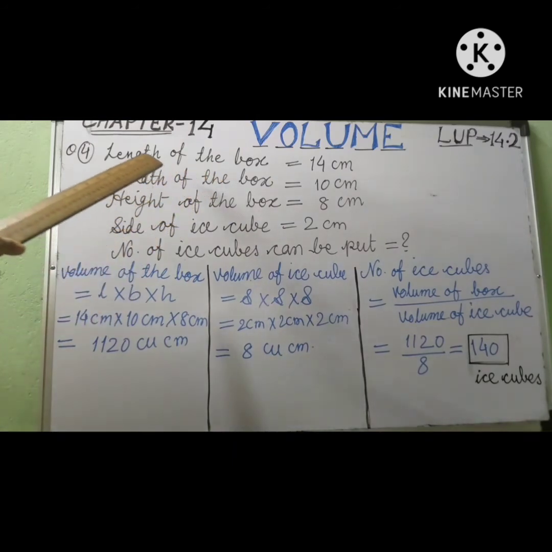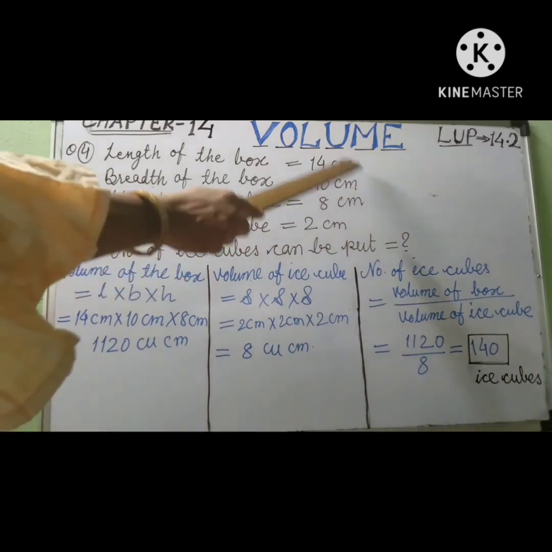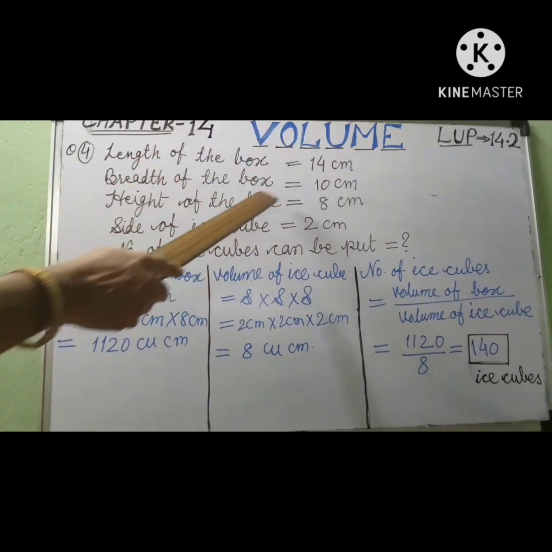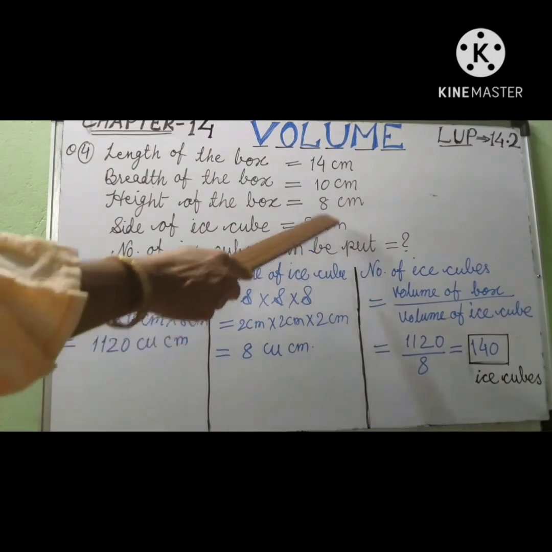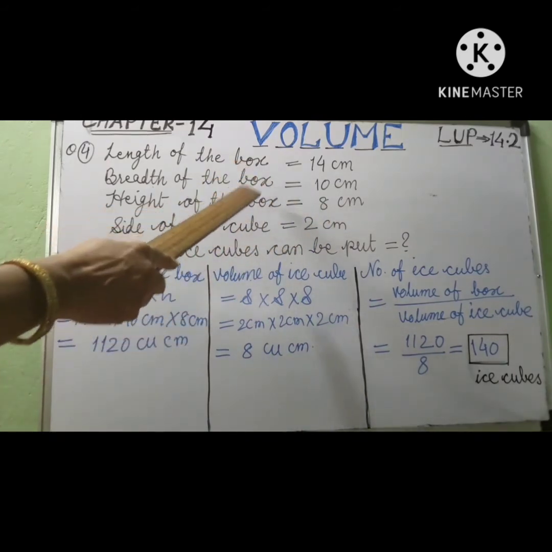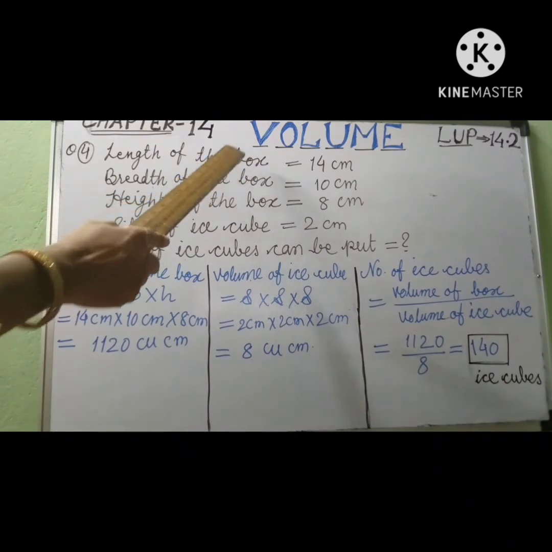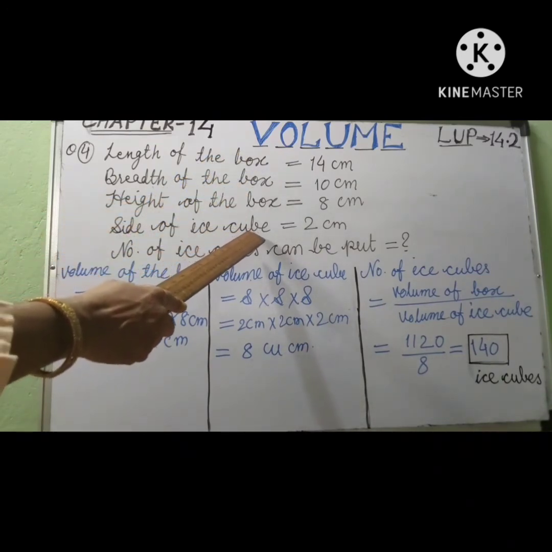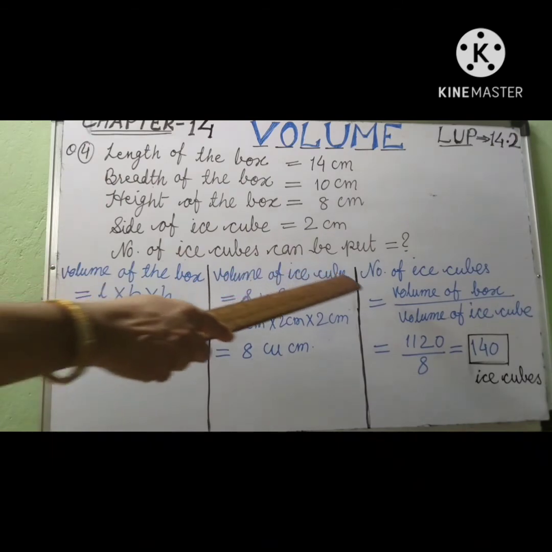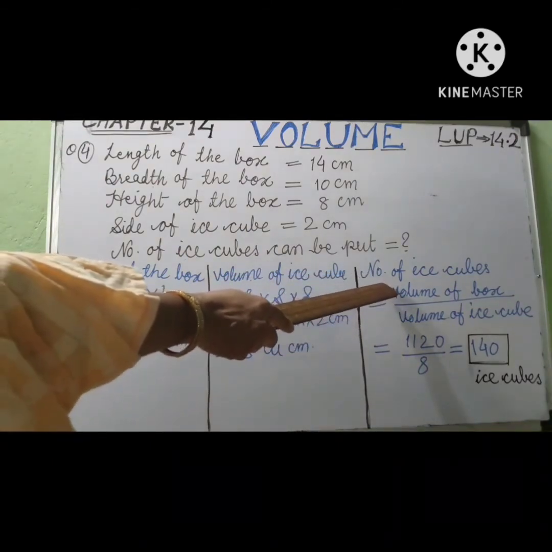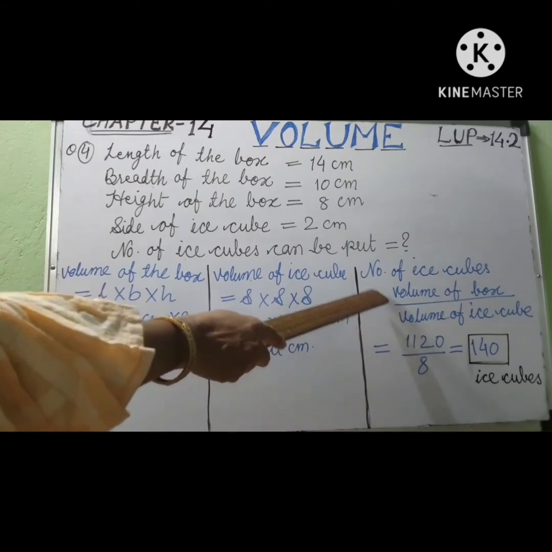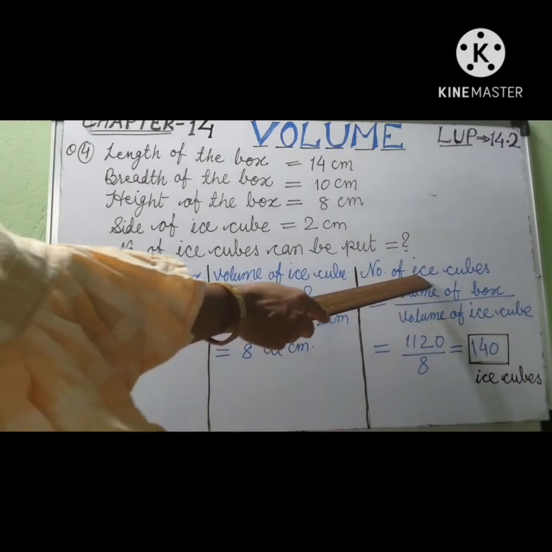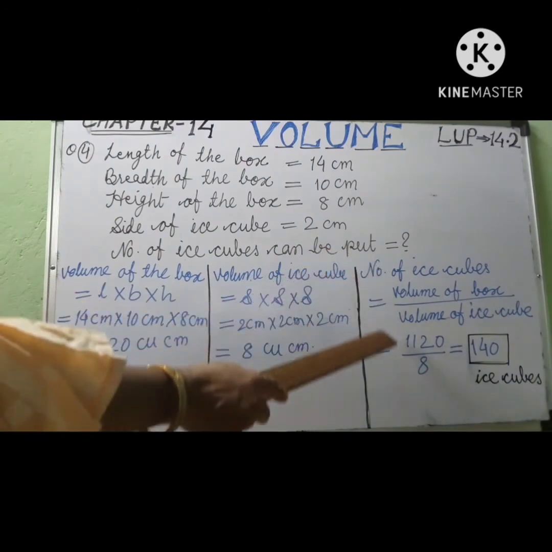For that, first of all we have to find the volume of the box. Then we have to find the volume of the ice cube, so that the ice cubes can be arranged in that box. Then we have to divide both the volumes. We divide the bigger volume by the smaller volume. Then we can easily find the number of ice cubes that can be put in the box.